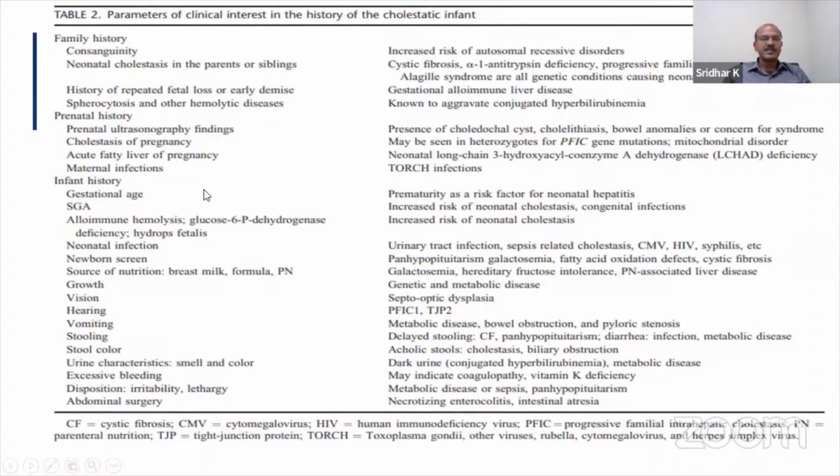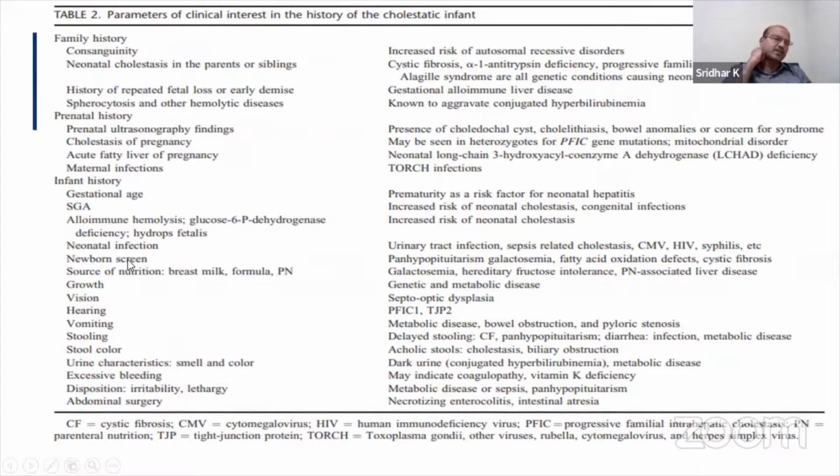In terms of the infant history, we have the gestational age, prematurity we discussed as well. Small for gestational age babies have a higher risk of syndromes and intrauterine infections. And we have other conditions which may contribute: alloimmune hemolysis, G6PD deficiency, hydrops fetalis, which all contribute to increased risk of cholestasis, same as the hemolytic conditions, anemia we discussed. Neonatal infections, urinary tract infections, sepsis, and CMV, HIV, syphilis may also contribute.